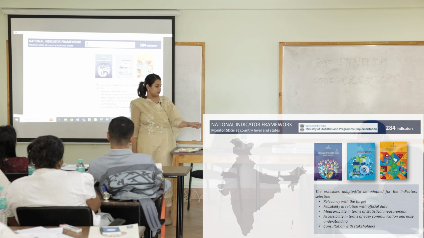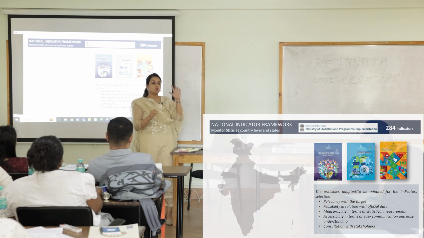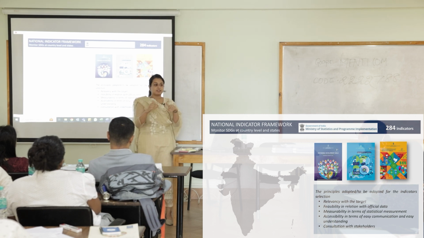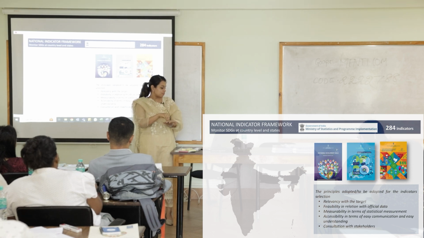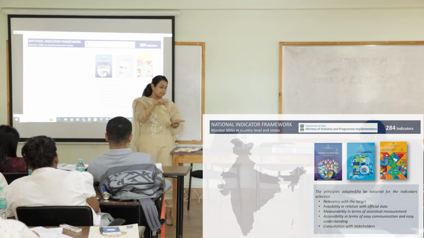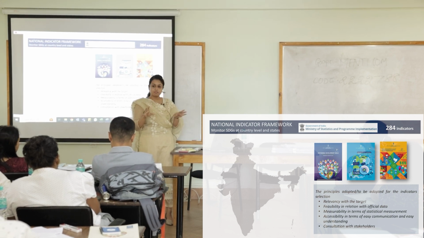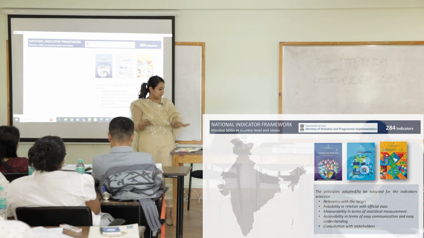So when we come to monitoring, we had already learned about global monitoring, the global indicator framework. Now we come to the national indicator framework, or NIF. And this is actually the Bible of monitoring for India, because it is based on the NIF that states are developing the SIFs. We are also being monitored at the global level through our performance on these indicators. So currently 284 indicators are there, and MoSPI developed it.